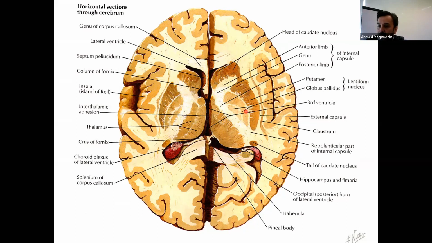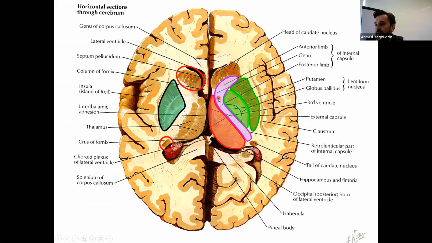So this is the head of caudate, this is the tail of caudate, this is the lentiform, and then you have two parts of the lentiform, putamen on the outer side, globus pallidus on the inner side, and then globus pallidus is further divided into globus pallidus externa and interna. This is the thalamus, and you have the internal capsule in between. This is the anterior limb of the internal capsule. This is the posterior limb of the internal capsule, and this is the genu of the internal capsule.